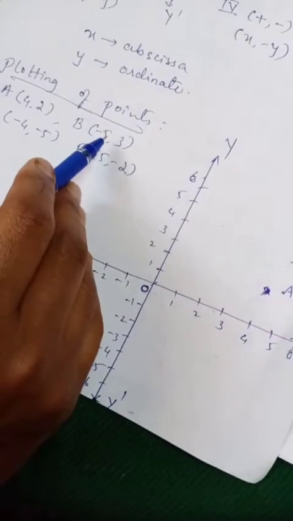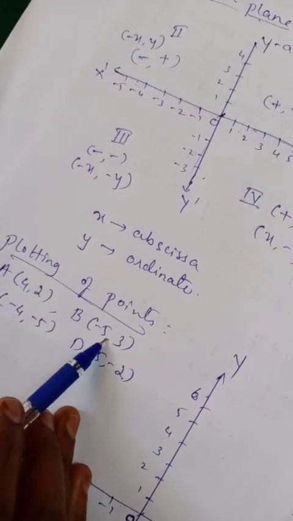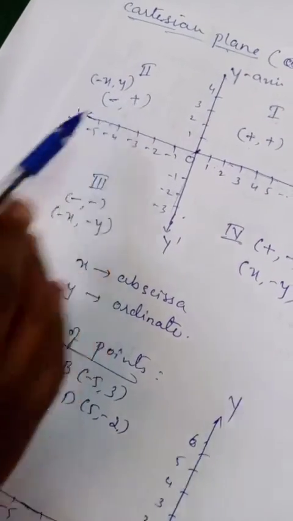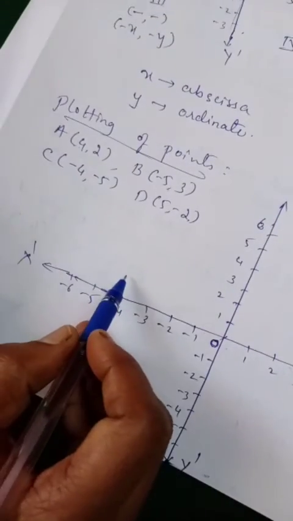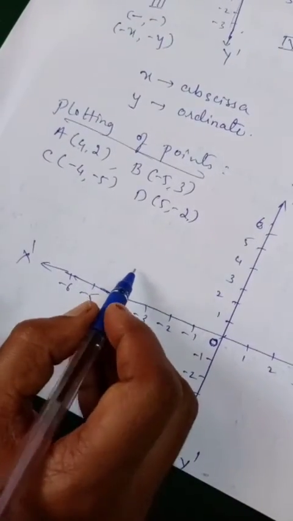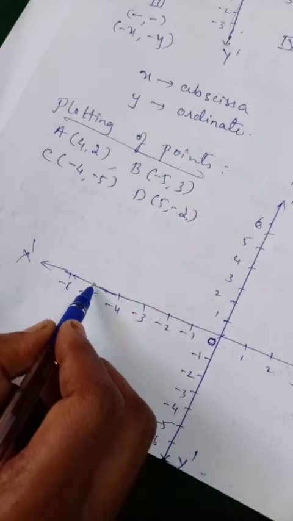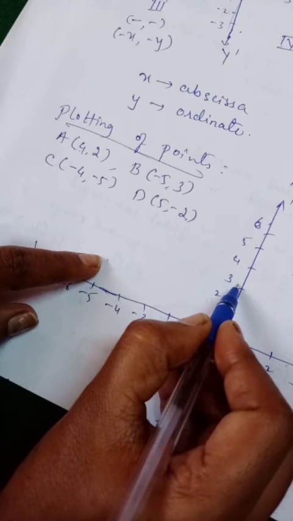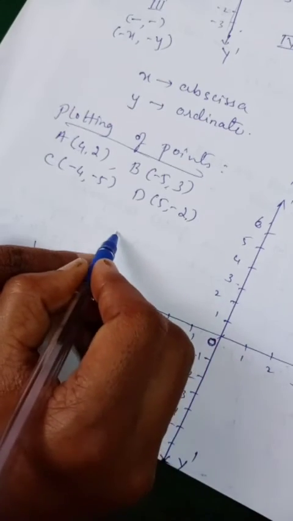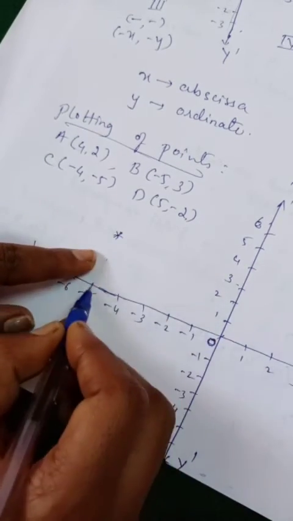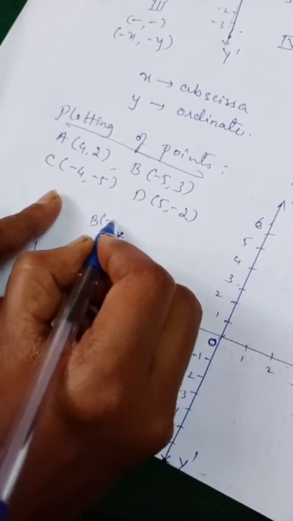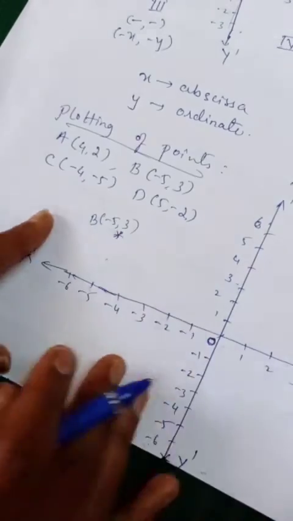Then B is minus 5, 3. So minus 5 and 3. Which quadrant? This is the second quadrant. So I'll go with this axis, the second quadrant. Minus 5 lies here. This is minus 5. And B's y value is here, 3. So this is B, minus 5 and 3.